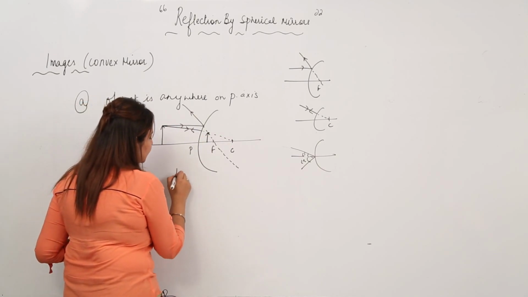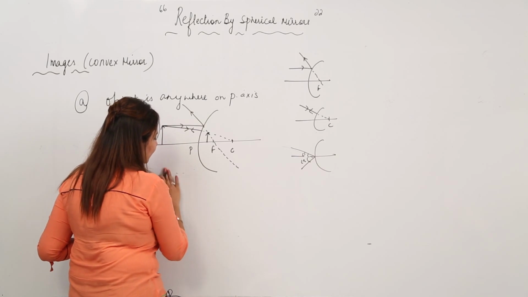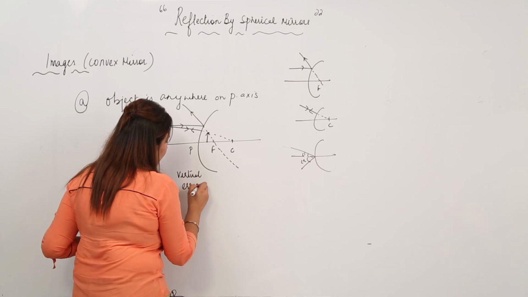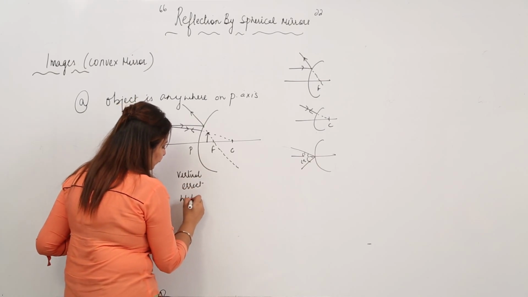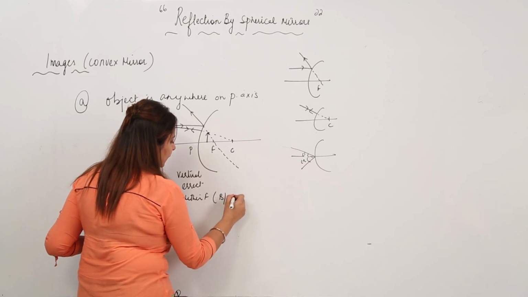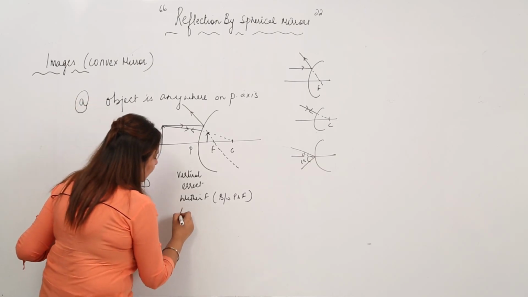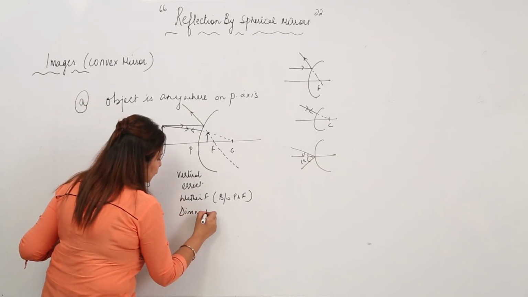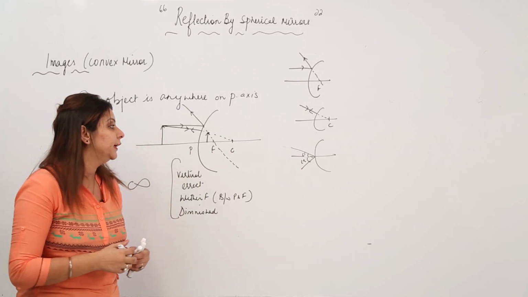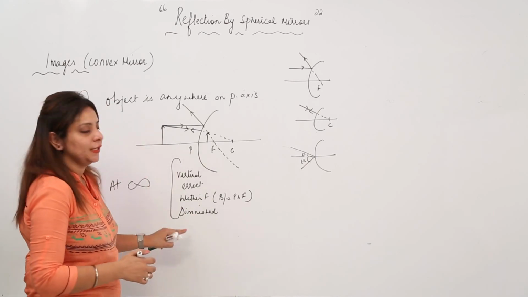So what kind of image is this? It is a real image. Sorry, it is a virtual image. It is an erect image, because all virtual images are erect. It is within focus, which means it lies between P and F. And moreover, it is smaller in size, so it is diminished. So these are the characteristics of the image always formed by the convex mirror wherever the object is placed on the principal axis.